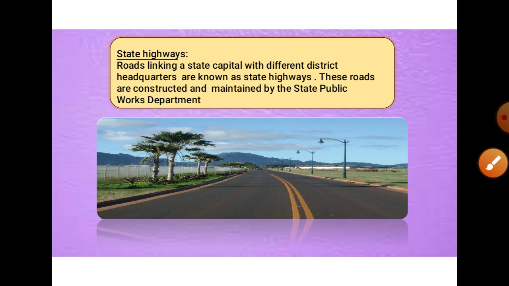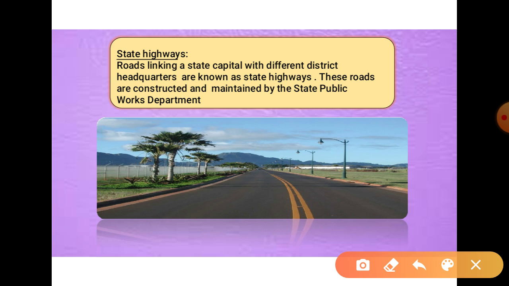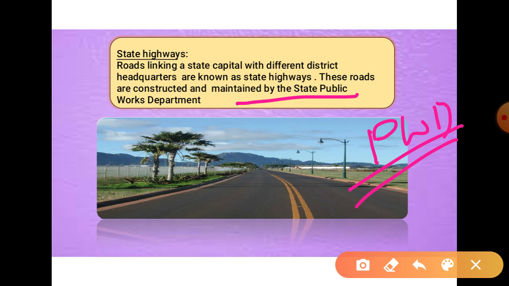Then the third kind of road is state highways. The main objective of the state highways is linking the state capital with different district headquarters. They are known as state highways. This means state highways link the district headquarters to the state capital. These roads are constructed and maintained by the State Public Work Department. So this is the PWD: the Central Work Department, CPWD, maintains the national highways, and the state highways are maintained by the State Public Work Department. This is called the PWD department.